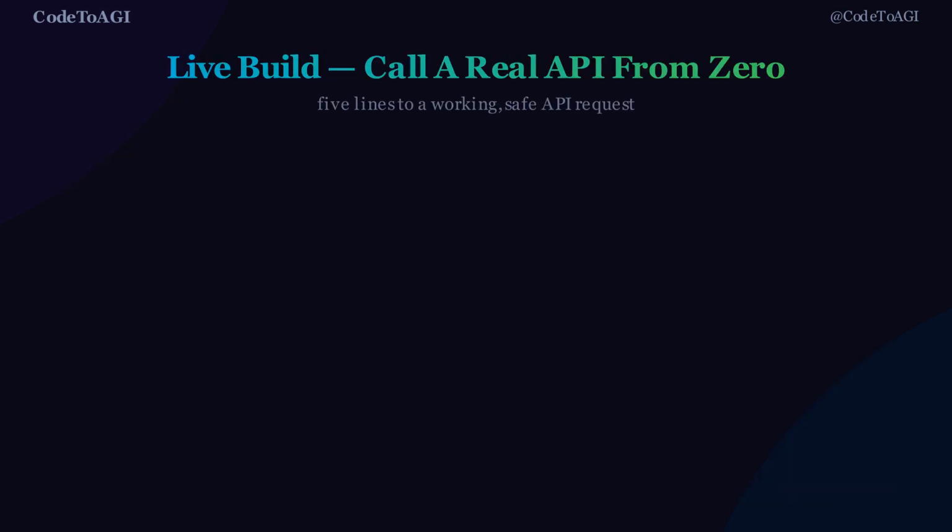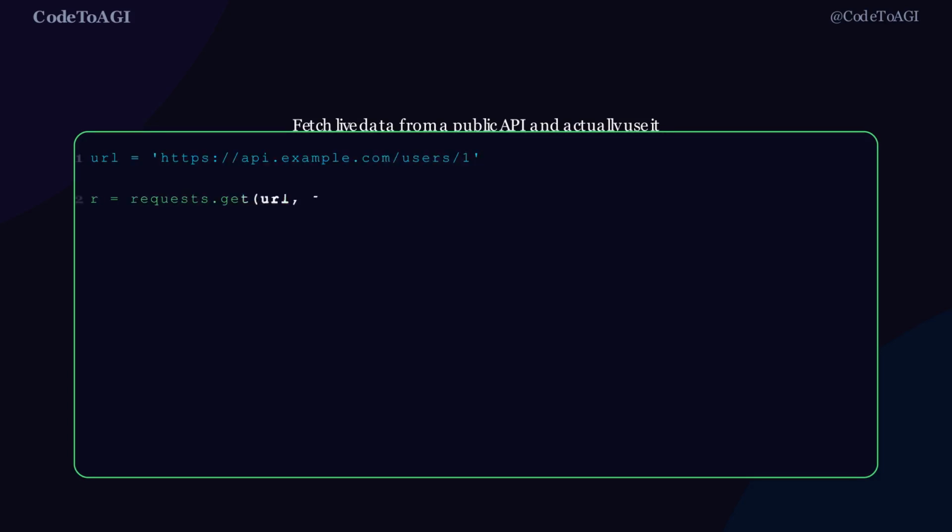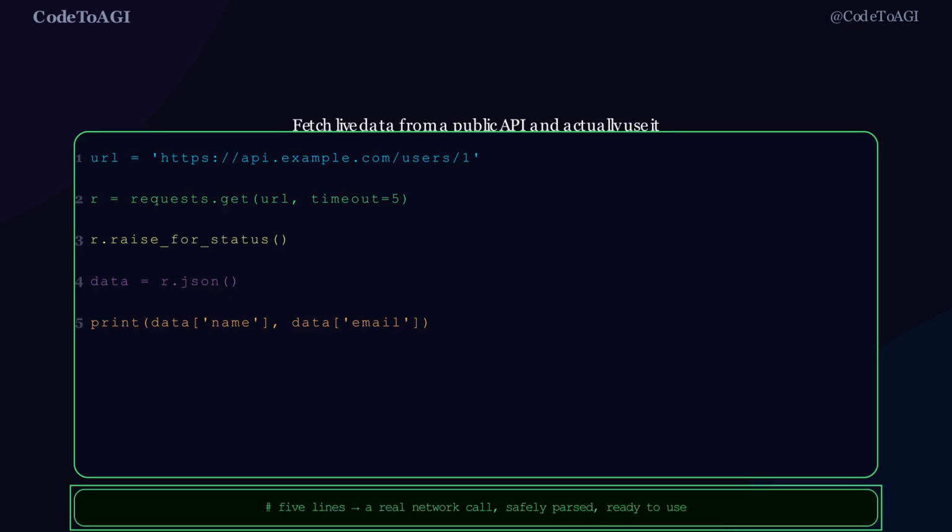Let's build a real API call from absolute zero. Step 1. Store the URL in a variable. Always use a variable. Never paste URLs into function calls. Step 2. Call requests.get with a timeout. Timeout 5 seconds is a safe default. Step 3. raise_for_status checks the response code. If something went wrong, it raises immediately, no silent failures. Step 4. .json() turns the response into a Python dict. Step 5. Pull out the fields you actually need. 5 lines. Complete, safe, working API call.